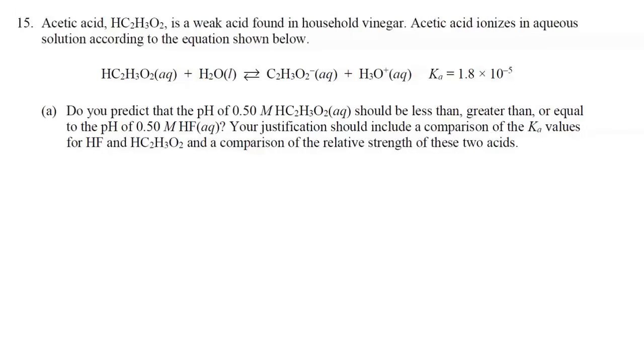Question 15. Acetic acid, HC2H3O2, is a weak acid found in household vinegar. Acetic acid ionizes in aqueous solution according to the equation shown below. Part A. Do you predict that the pH of 0.50 molar acetic acid should be less than, greater than, or equal to the pH of 0.50 molar hydrofluoric acid? Your justification should include a comparison of the Ka values for hydrofluoric acid and acetic acid, and a comparison of the relative strength of these two acids.